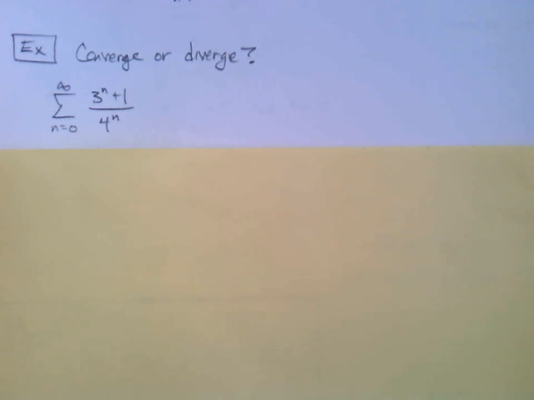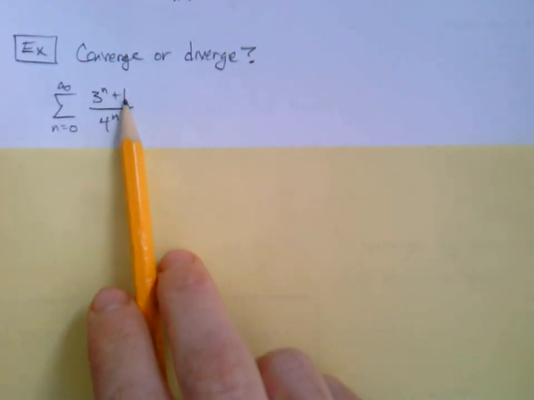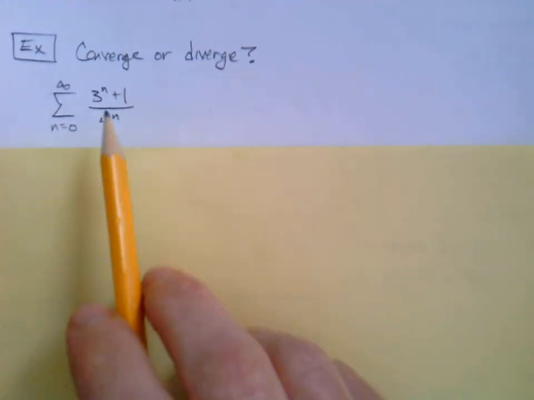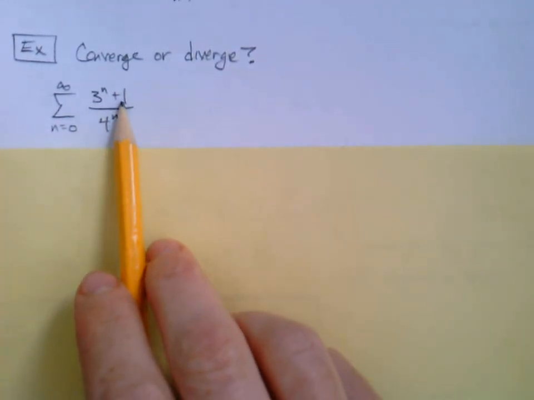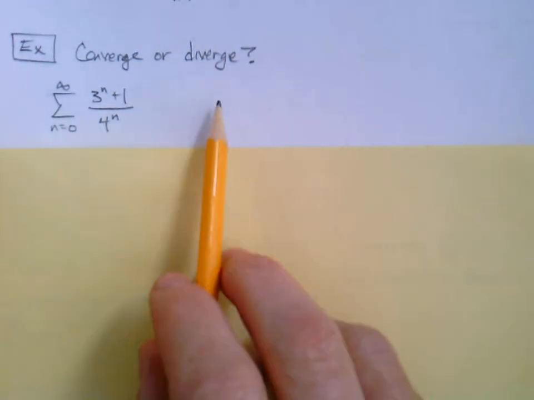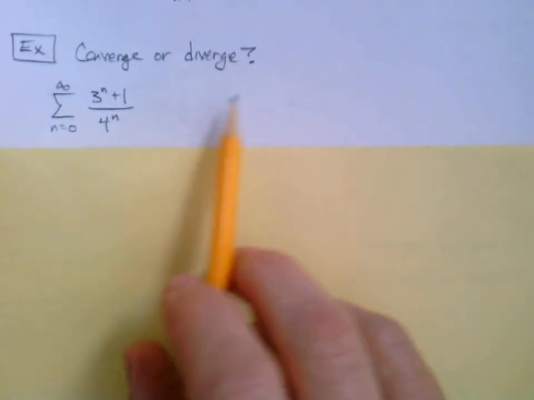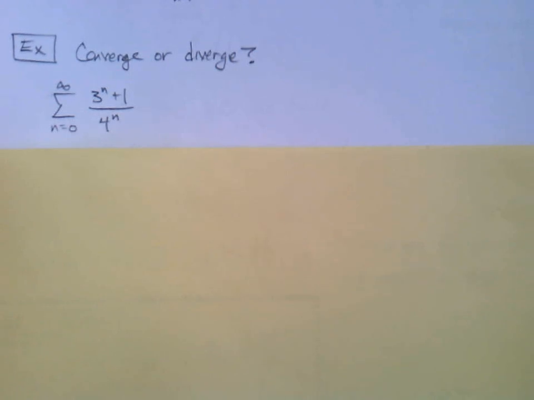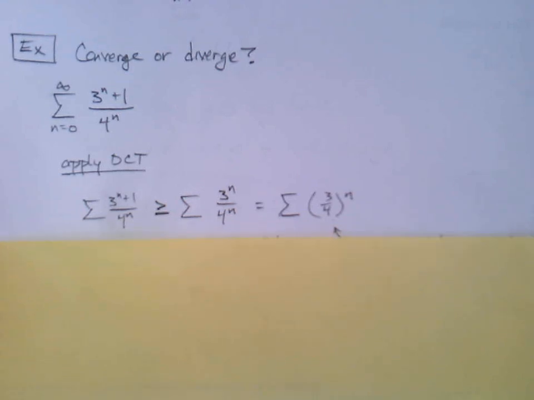So let's see. 3 to the n plus 1 over 4 to the n. What would be really great to get rid of? And I think, well, the plus 1 is pretty common. If we get rid of that plus 1, then I'd have 3 to the n over 4 to the n. I could think of that as 3 over 4, all raised to the n. And, well, maybe that's not as obvious as I thought. Let's just get rid of the plus 1. Apply DCT.